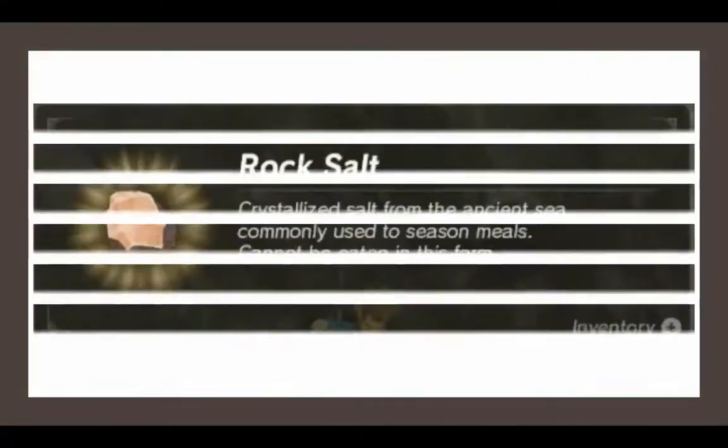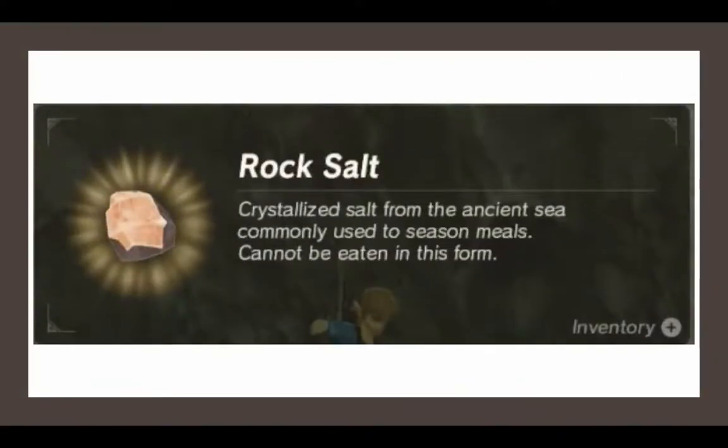And another reason is the salt rock that you find in Breath of the Wild. You can find it all over the place, throughout every part of Hyrule, even in Hyrule Castle. And it says the following: crystallized salt from the ancient sea, commonly used to season meals, cannot be eaten in this form. And so it's this ancient sea, which could be a reference to Skyward Sword since there's an ancient sea, but that would never flood Hyrule and make salt rock appear all over Hyrule, even in the Hebra Mountains, which makes no sense.